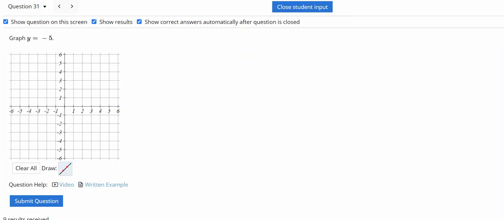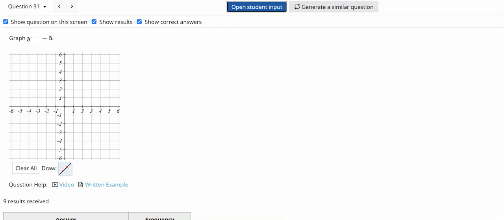Okay, so for this one, guys, we got y is equal to -5. So this should be a horizontal line, right? Because it's y is equal to, maybe the opposite of what you think again. And it's going to be where y is equal. Close student input so you can see if you get it right. Oh. Did you get it right?